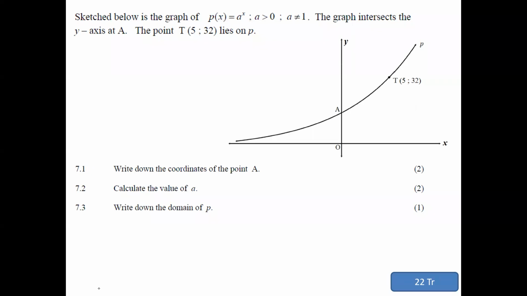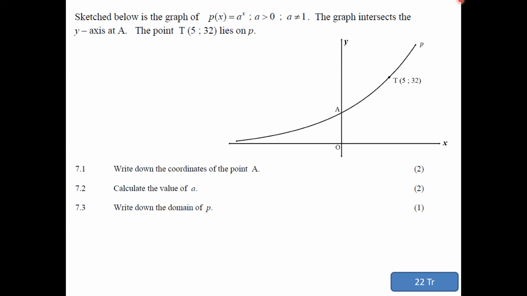Sketched below is the graph of p of x equal to a to the power x. The graph intersects the y-axis at A. So that is our y-intercept. And we're given 1 point to be (5; 32). So the first question is write down the coordinates of the point A for 2 marks.